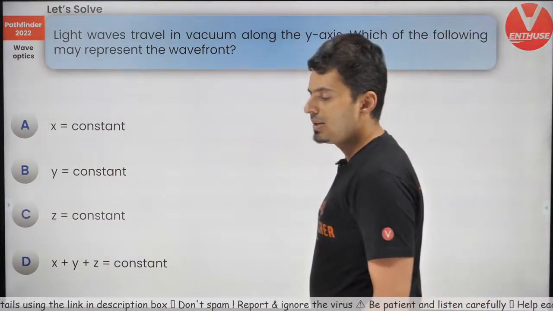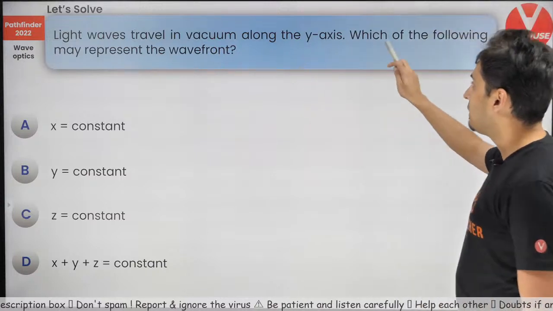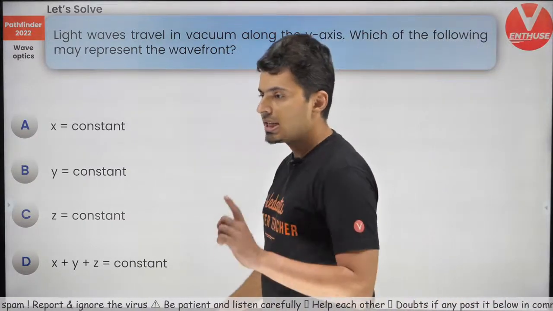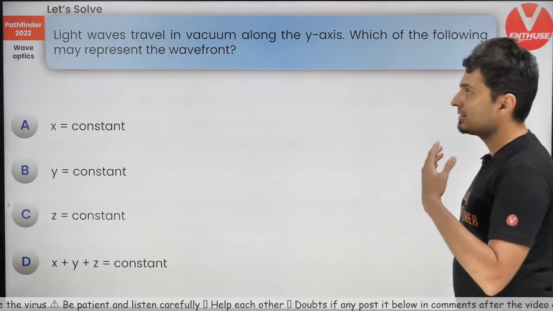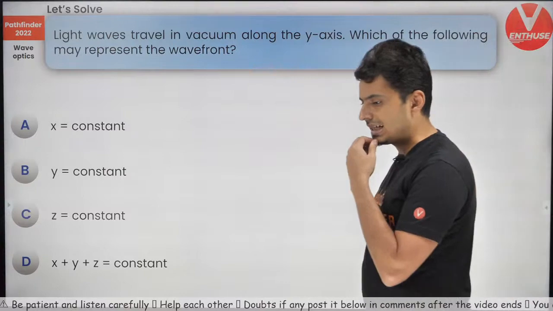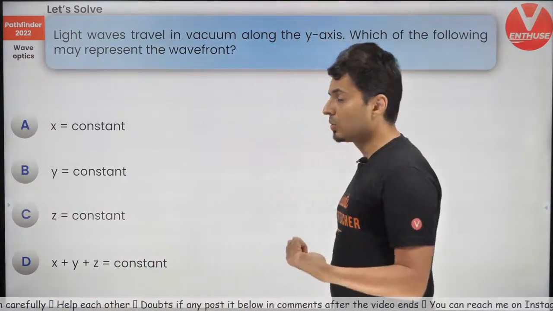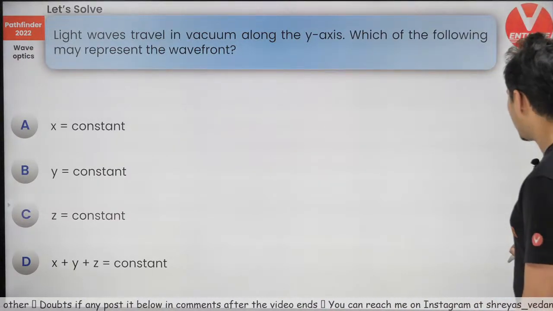Let's see how you fare in the next question. Light waves travel in vacuum along the y-axis. Which of the following may represent the wavefront? Okay, light is traveling along the y-axis. Only one of them represents the wavefront. Which one do you think it is? Figure this out. Only one of them, wavefront, and you know the ray of light. So try to visualize this. That will be much easier.